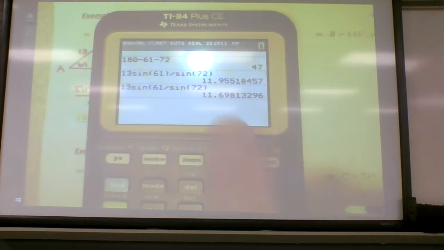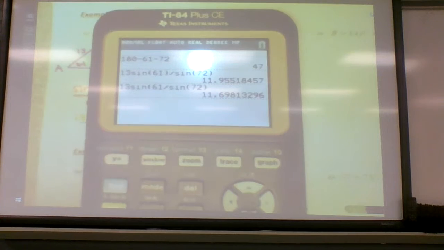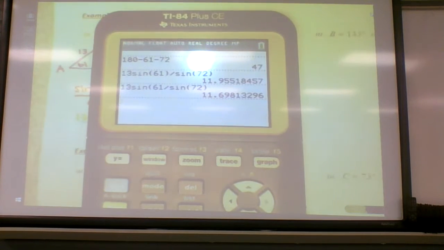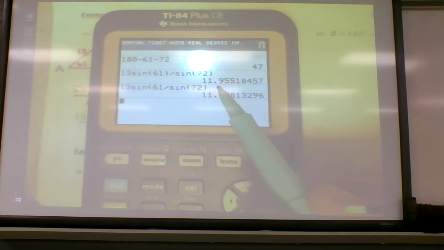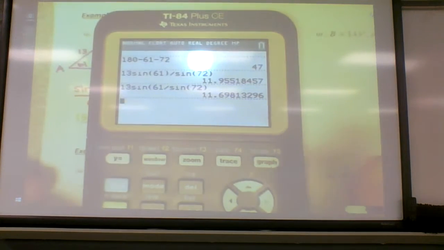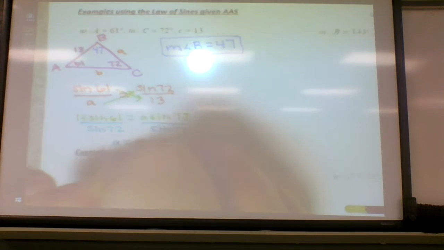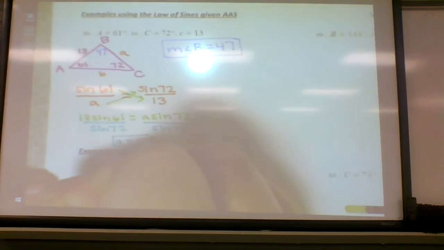So it is 11.95. You can round to 1 decimal point. So what's going to happen if I round to 1 decimal point? The 5 is going to make the 9 round up, so it would technically round to 12. So side A is equal to 12. So I can put that up here. This is 12.